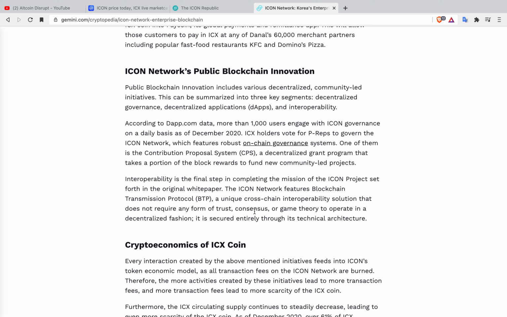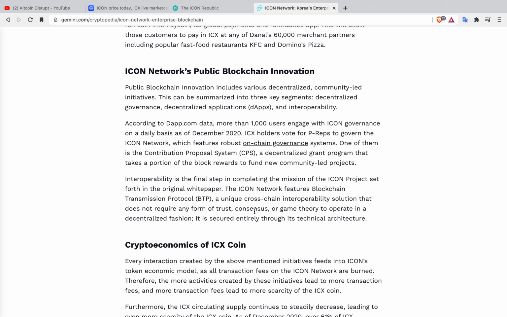This can be summarized into three key segments: decentralized applications, which are short for dApps, governance, and interoperability. According to dApp.com data, more than 1,000 users engage with Icon governance on a daily basis. As of December 2020, ICX holders vote for P-Reps to govern the Icon network, which features a robust on-chain governance system. One of them is the contribution proposal system, a decentralized grant program that takes a portion of the block rewards to fund new community-led projects.